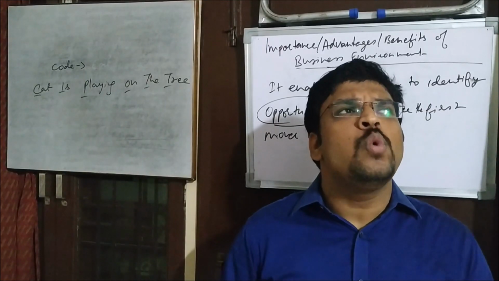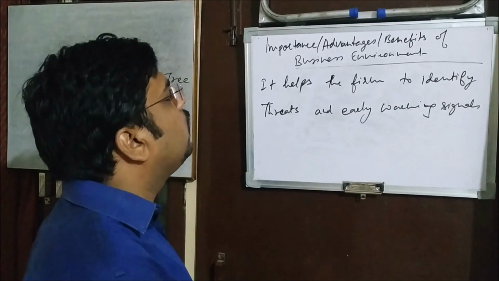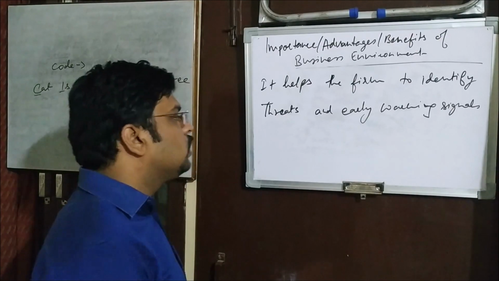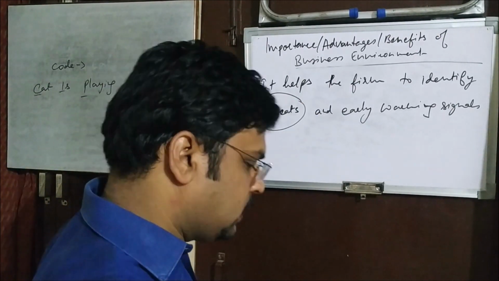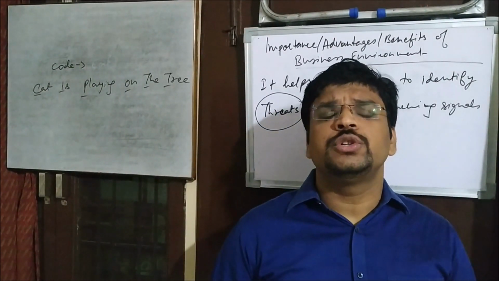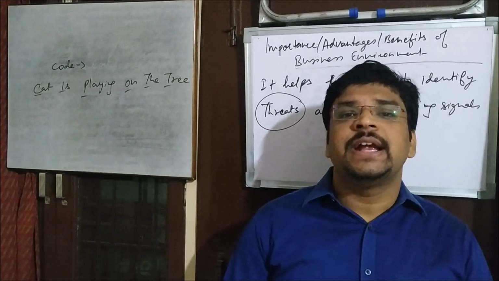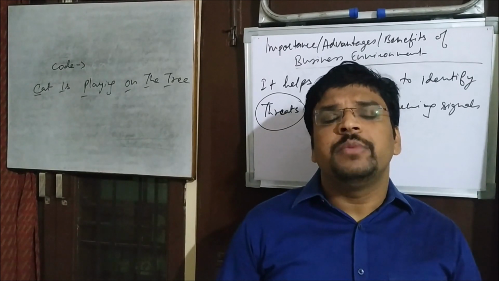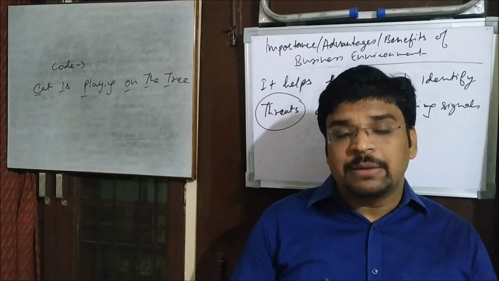Now let's move on to another point of importance. The next point is that it helps the firm to identify threats and early warning signals. Before understanding it further, we need to understand the meaning of threats. The meaning of threat is just opposite to the meaning of opportunities. Threat means any negative trend in the external environment which may hinder the performance of your business, right? That becomes a threat.